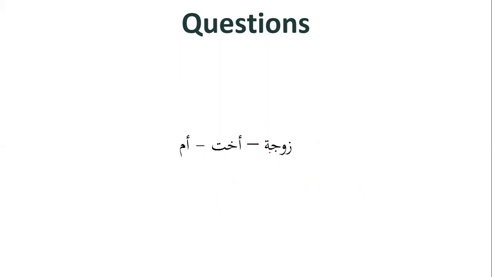In this question, zawja would receive a quarter, ukht would receive a half, and would receive 1/3.